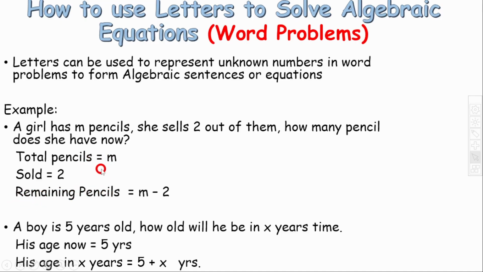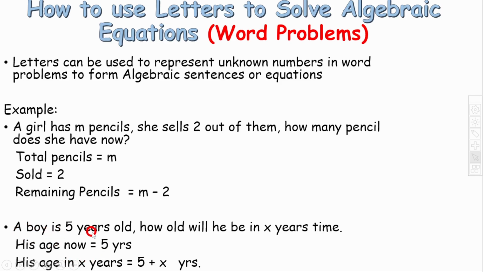So the remaining pencils, you're asking how many pencils will she have now after selling those 2. That means the remaining pencils become total number of pencils minus the number of pencils she sold, which is equal to M, total pencils, minus the number of pencils she sold, which is 2. So the final answer becomes M minus 2. The remaining pencils become what? M minus 2. This is an algebraic equation, and you can see that we have been able to represent it with the letters that we were given. Now let's do the second question.